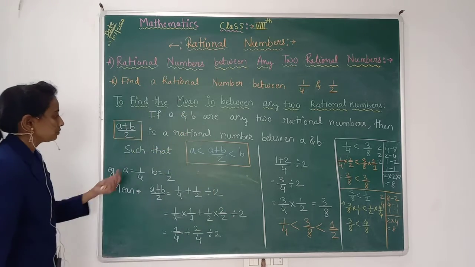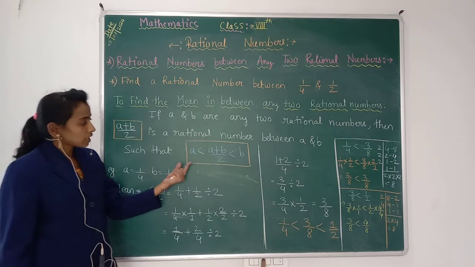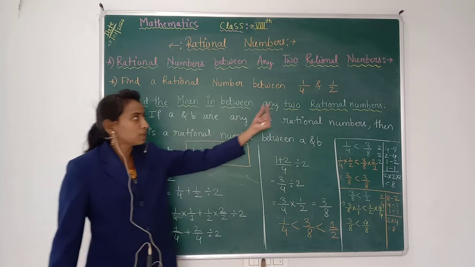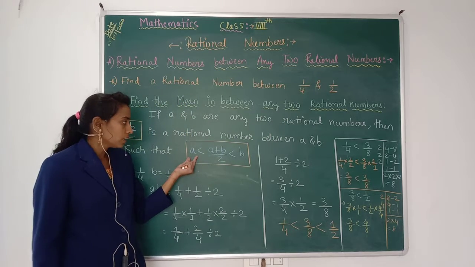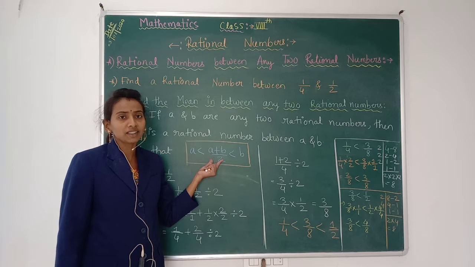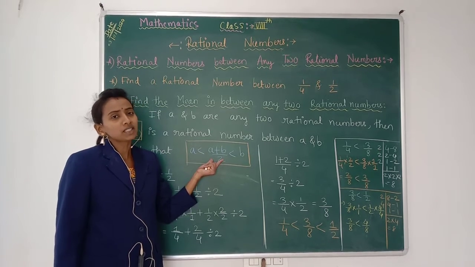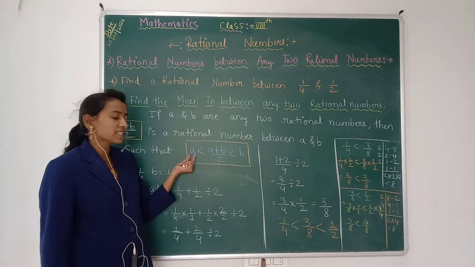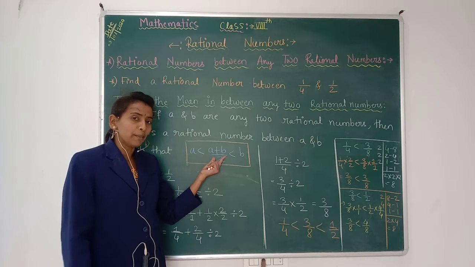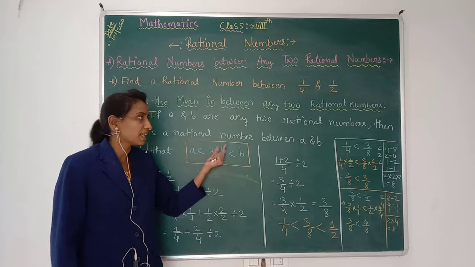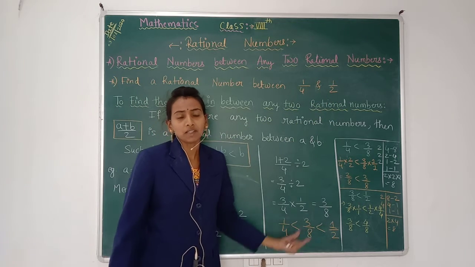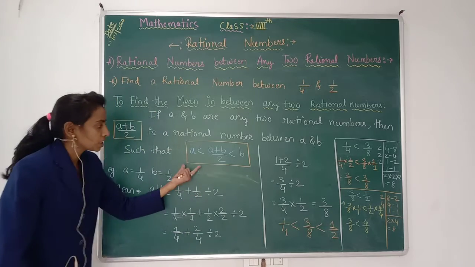Also, one condition holds good. The first rational number, that is 1 upon 4, is less than the middle number. Whatever middle number you get must be greater than this A number, and it must be less than the second rational number. We will see this condition with the help of an example now.